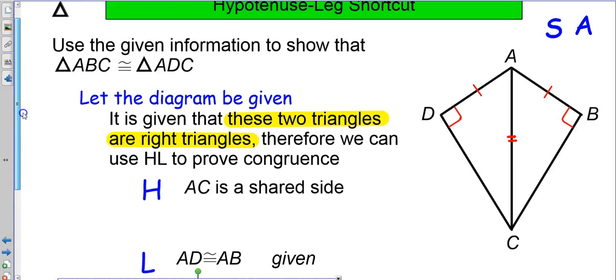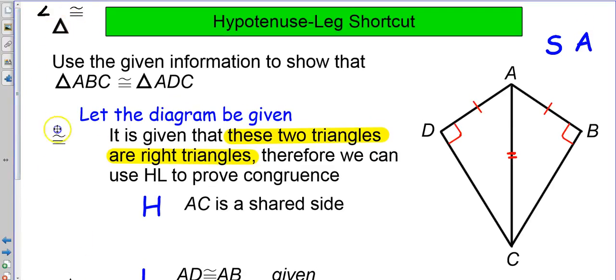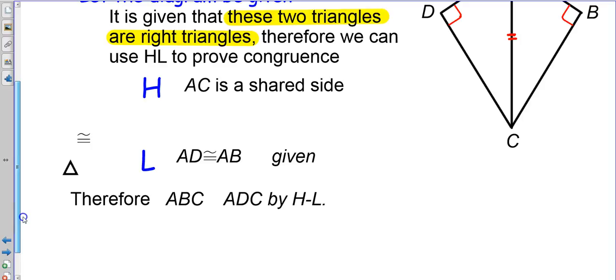Let me finish this up, just put our symbols in here so you can see the whole thing kind of rolled out. Again, sorry I don't have my pen.